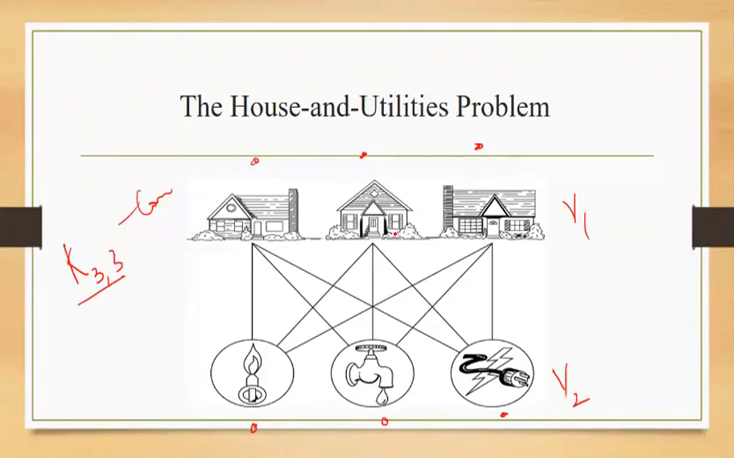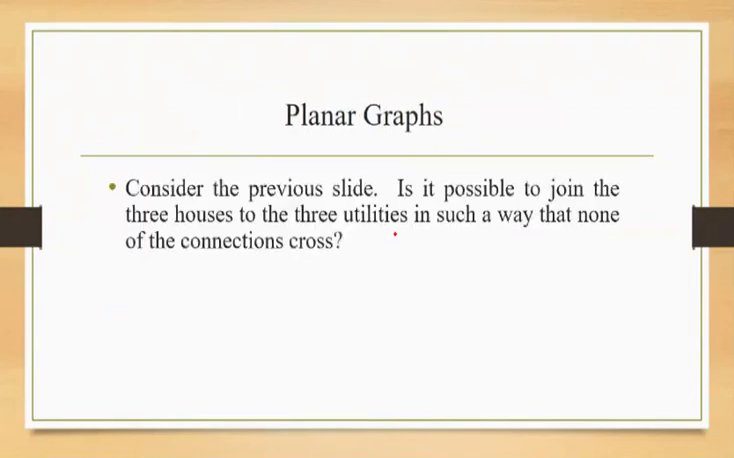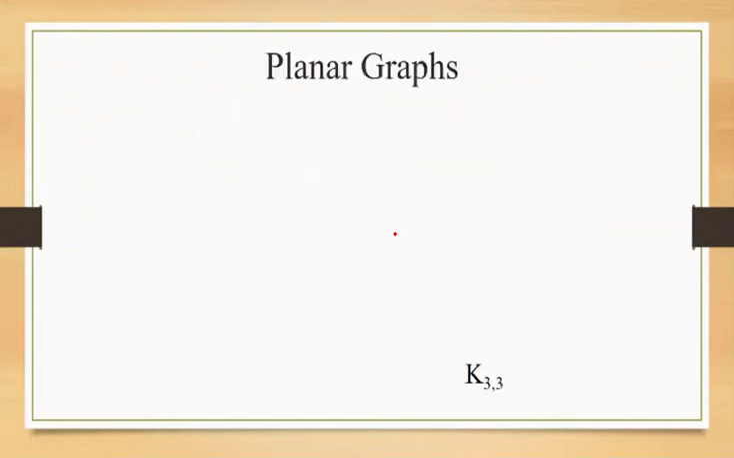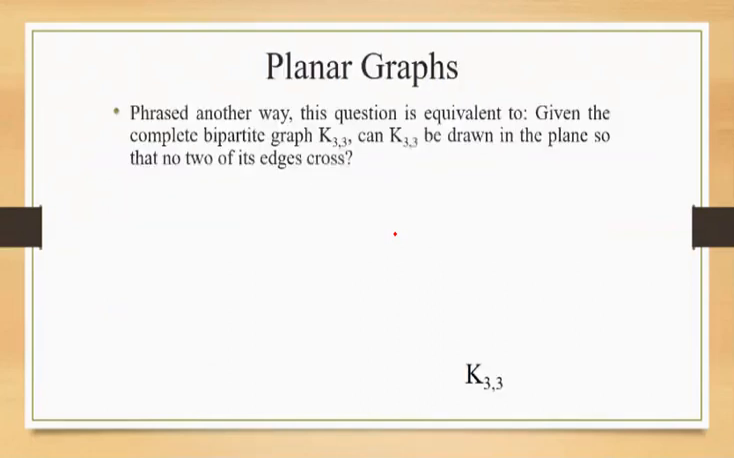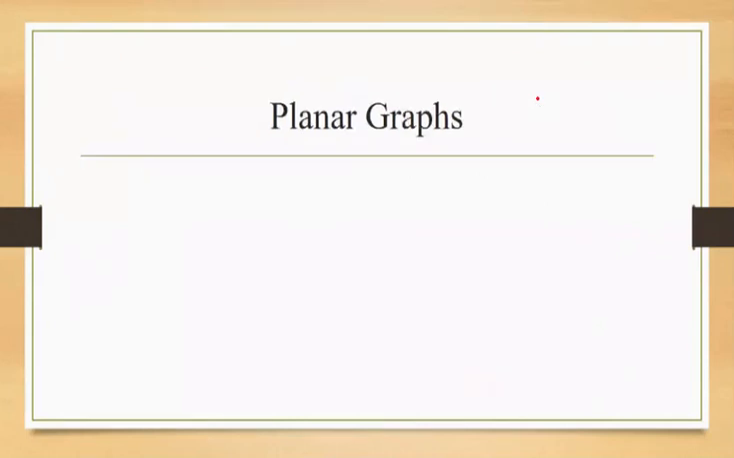So the next thing is planar graph. Consider the previous slide: is it possible to join the three houses to the three utilities in such a way that none of the connections cross? Now the question is given as follows. It is equivalent to asking, given the complete bipartite graph K3,3, can K3,3 be drawn in the plane so that no two of its edges cross, as given here. Okay, so this is the K3,3 graph.